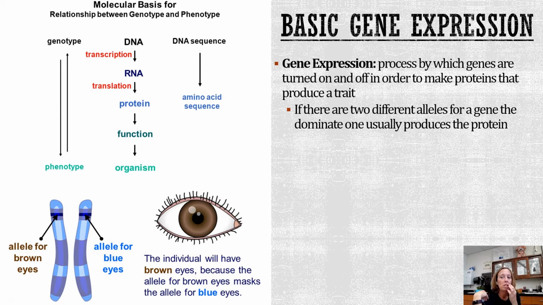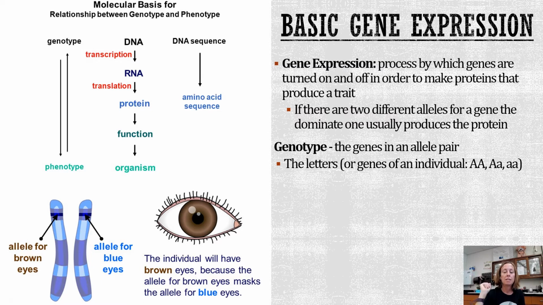Remember that there are 2 different alleles. Normally there are 2 different alleles for a gene. It's usually that one's dominant, one's recessive. Sometimes they can be codominant, sometimes they can be incompletely dominant. We talked about all that stuff last year, but the way the 2 alleles interact is what's going to produce the trait that we see.